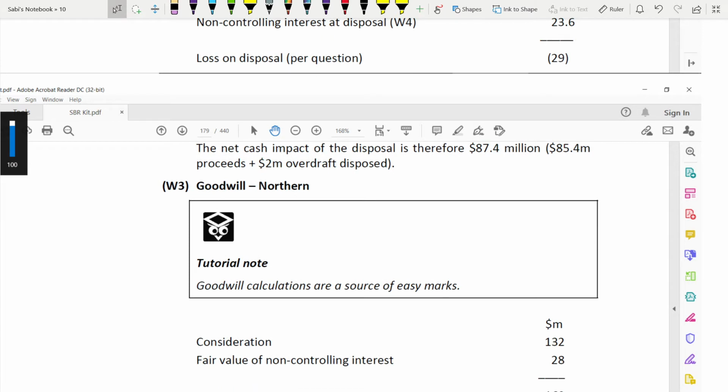That means first you have to calculate goodwill on the date of the acquisition. Remember that, because that goodwill only you have to dispose. When you're disposing that goodwill, you have to deduct. That's why you need to calculate goodwill of Northern. Goodwill calculations are a source of easy marks. It's easy to calculate goodwill, so this should be something getting you easy marks. Even if the final answer is wrong, don't panic. At least your workings are correct, right? You have done a number of workings, you will get marks.